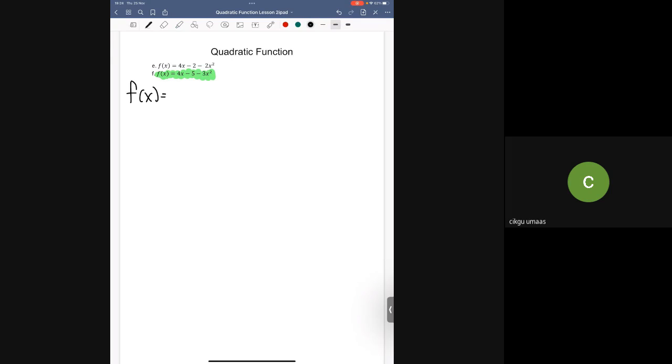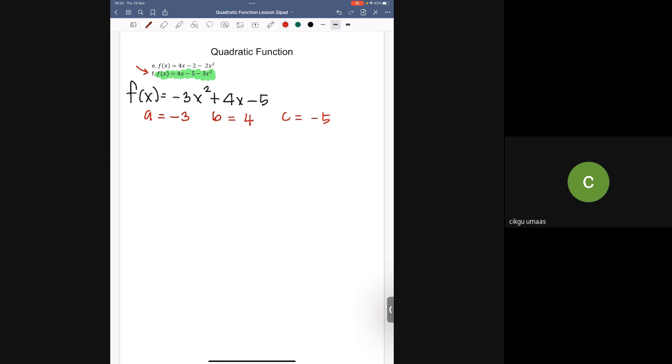I'm looking at question F. So when I rewrite negative 3x squared plus 4x minus 5, first step, I plug out the value for A, B, C. My A is negative 3, my B is 4, and C is negative 5.